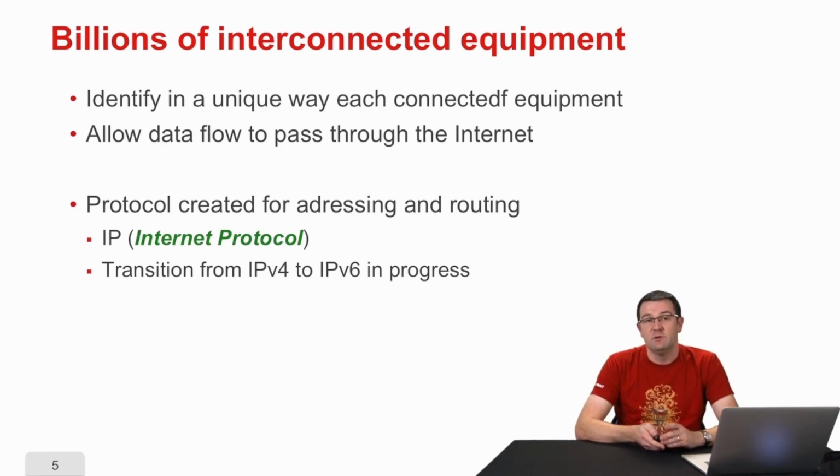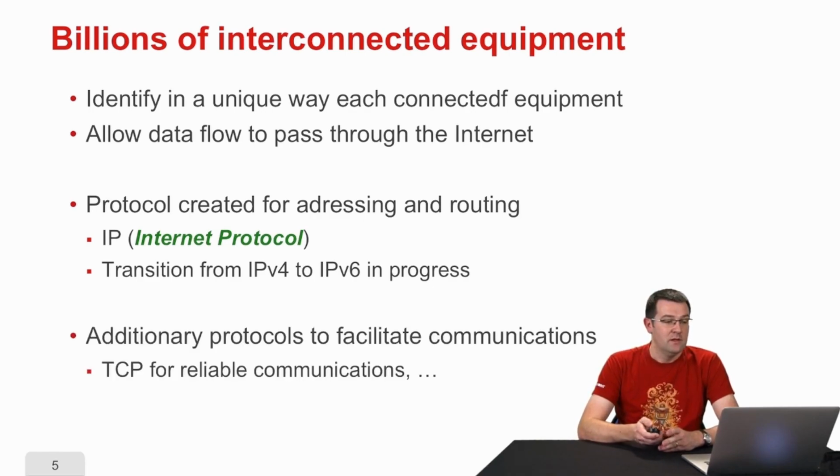IPv4 is actually limited to 4 billion different addresses, which means that no more than 4 billion can be connected at the same time. That's a problem at the moment because if you add up all the computers and smartphones, that already makes more than 4 billion. So we're migrating to IPv6, which will allow more addresses, but the transition is done gradually to avoid breaking the internet overnight. Other protocols have been added. IP enables us to find the people we want to talk to and send them packets through various intermediary equipment.